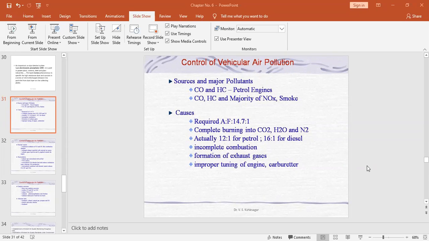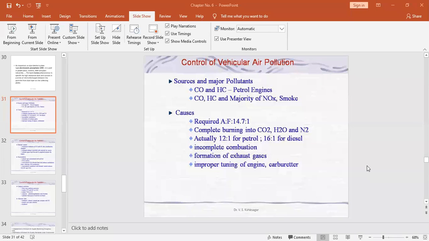So what are the major air pollutants from the different sources that I have displayed in the slide? Carbon monoxide and hydrocarbons. These are the air pollutants emitted from petrol engines. And carbon monoxide, hydrocarbons, a majority of oxides of nitrogen, and smoke are the pollutants emitted from diesel engines.